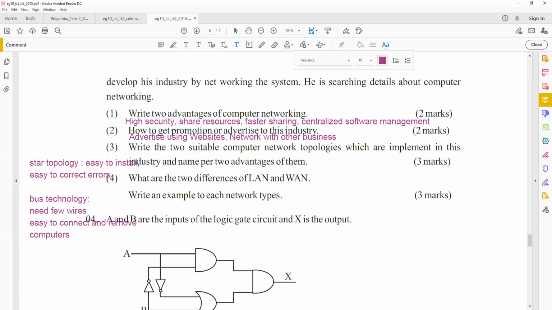Okay, let's move on to question number 4. What is the difference between the LAN and WAN? What are the differences? Yes, LAN and WAN. Yes, Achira, good. WAN means it covers a wide area, LAN covers a small area. This is wide area, like continents, countries, whereas LAN is limited to one building. What else?